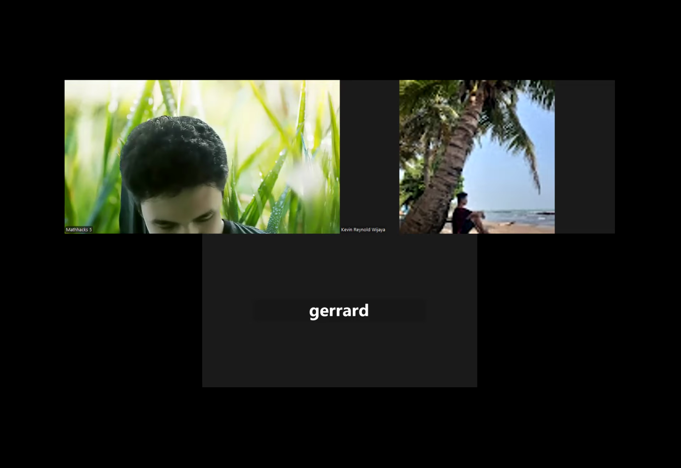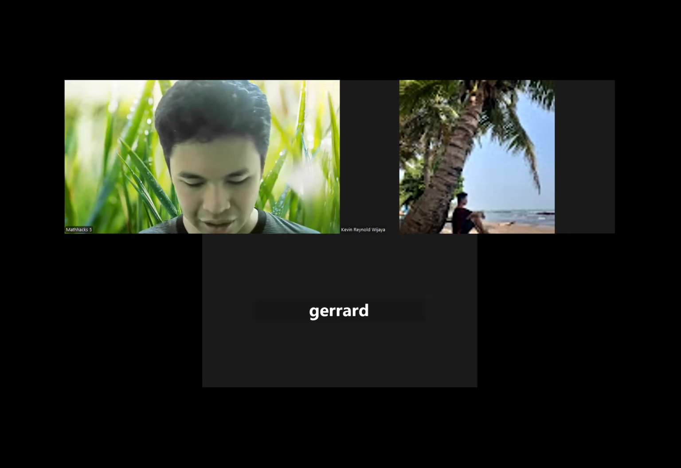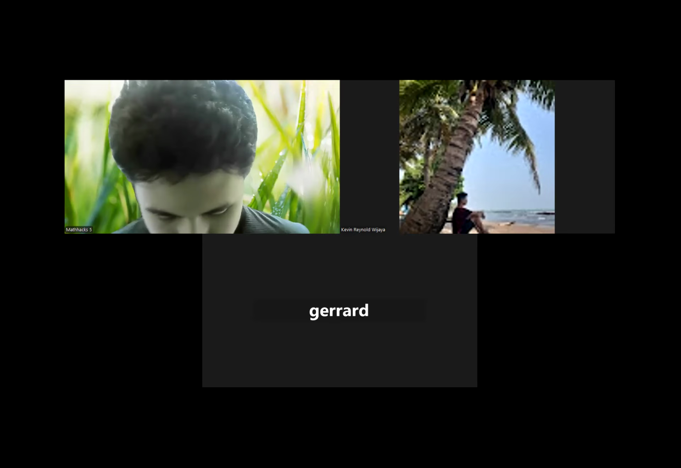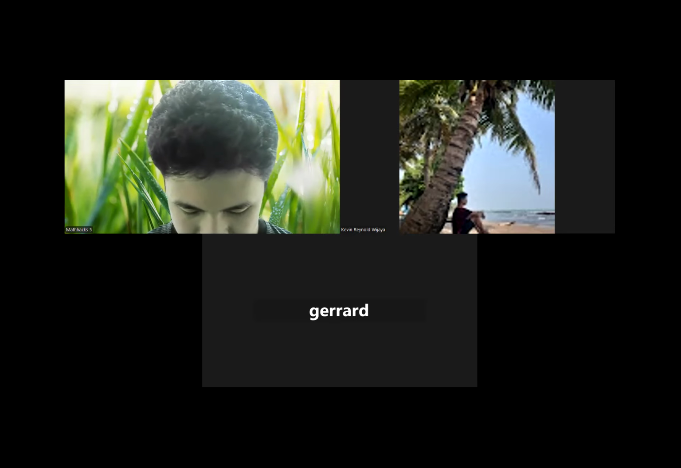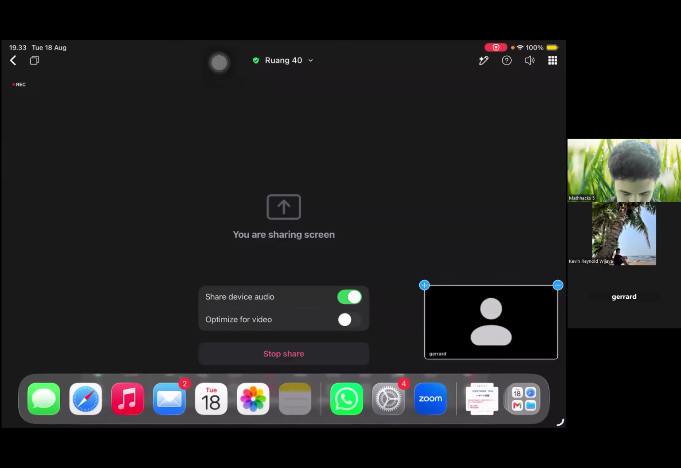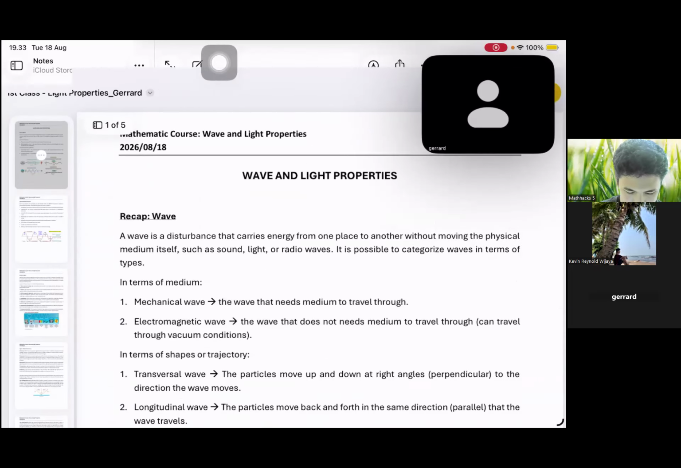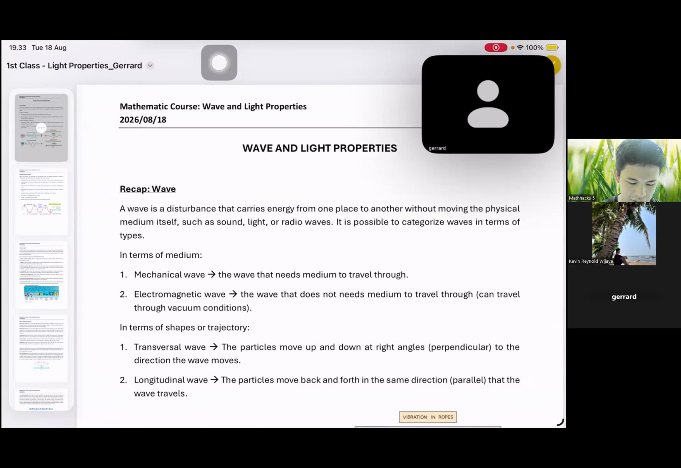Okay, so today I have made a note for you. Okay, let me share my screen. Okay, here. Light and wave, and light properties.